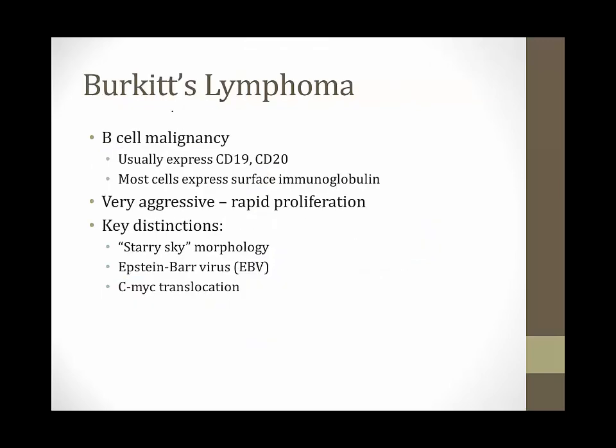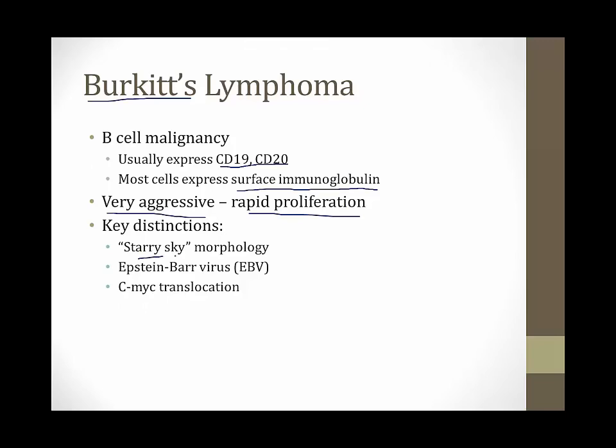Our final B-cell non-Hodgkin lymphoma that we'll talk about in this module is called Burkitt's lymphoma. This is a B-cell malignancy with cancer cells that express CD19 and CD20 and surface immunoglobulin, just like many of the other B-cell non-Hodgkin lymphomas we've discussed in this module. Burkitt's is a very aggressive lymphoma with rapid proliferation of cancer cells, and it's often rapidly fatal.